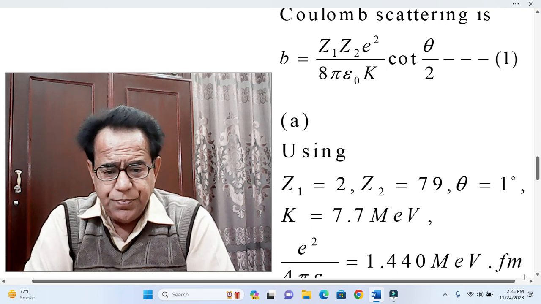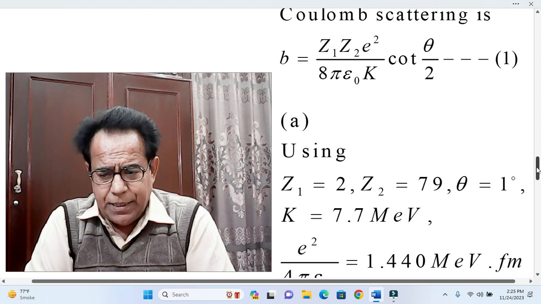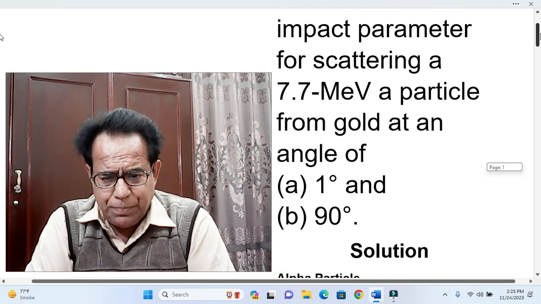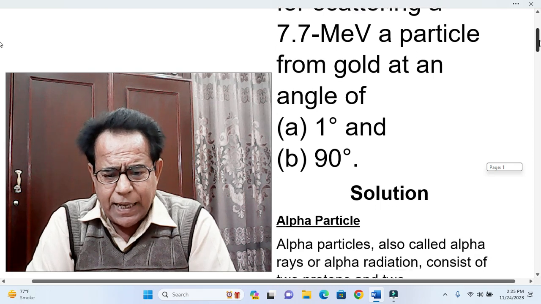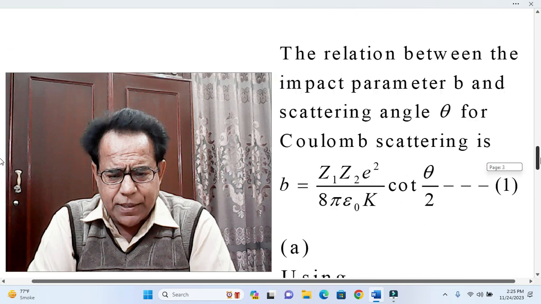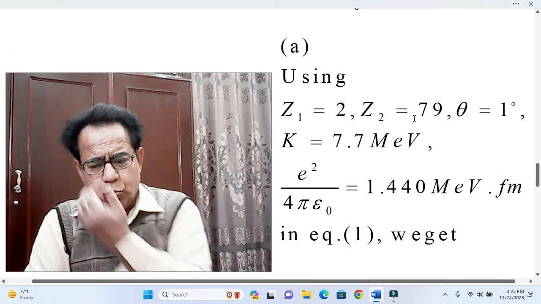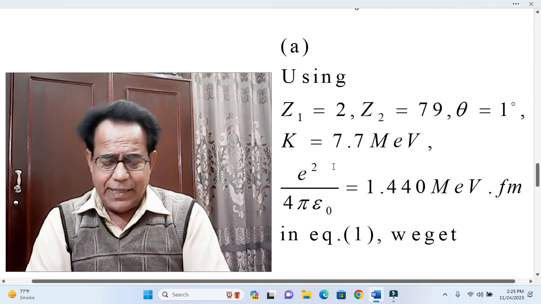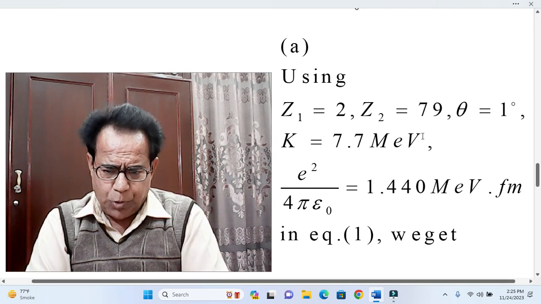Okay, part A. Now we are going to solve part A. What is asked in part A? In part A, the angle is 1 degree, while in part B, the angle is 90 degree. Only the angle is different. Using Z1 equal to 2, Z2 equal to 79, theta equal to 1 degree, kinetic energy K equal to 7.7 million electron volt. Dear students, this value is provided in the statement.